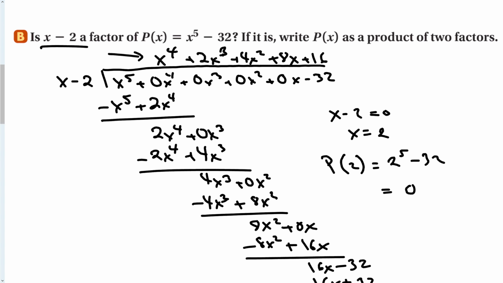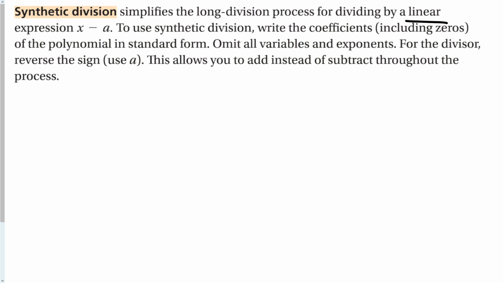But that's linear. It's x minus 2. So I could have used a quicker method to figure this one out. Okay, so to use synthetic division, write the coefficients, including missing zeros, of the polynomial in standard form. You are going to omit all the variables and exponents, and there's a picture on the next page. For the divisor, use the reverse sign.